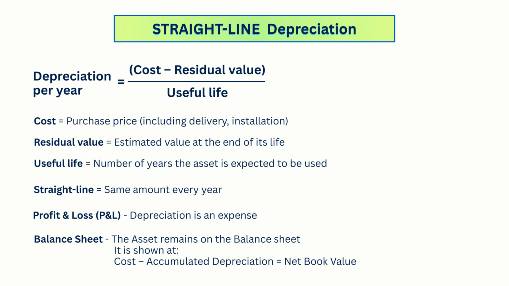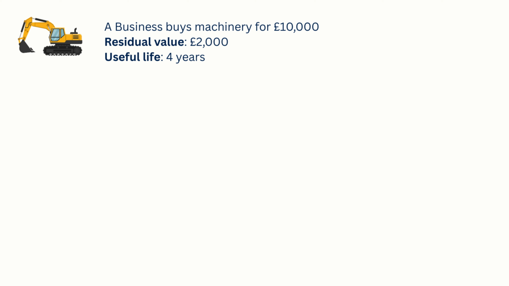Accumulated depreciation is the total depreciation charged on the asset to date. It is shown separately so the original cost of the asset remains visible. As a result, the balance sheet shows the asset at cost, accumulated depreciation as a deduction, and the net book value as the final figure. Now let's do a full straight line depreciation example from start to finish.